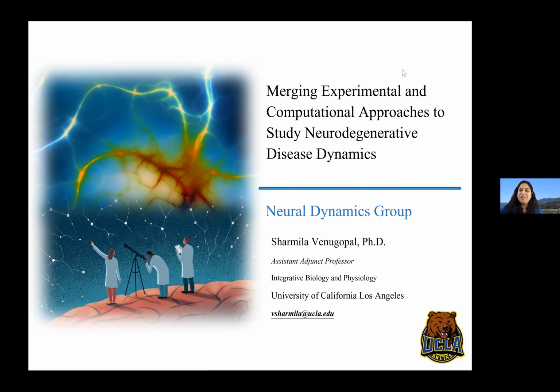All right. So the title of my talk is Merging Experimental and Computational Approaches to Study Neurodegenerative Disease Dynamics. This is something that I started when I came to UCLA as a postdoc, and after I joined the Department of Integrative Biology and Physiology to both teach and research, I extended this project, and it's now become my research program. I started the Neural Dynamics group, which now has many undergraduate students. We also have postdocs, and I remotely have been mentoring graduate students as well.